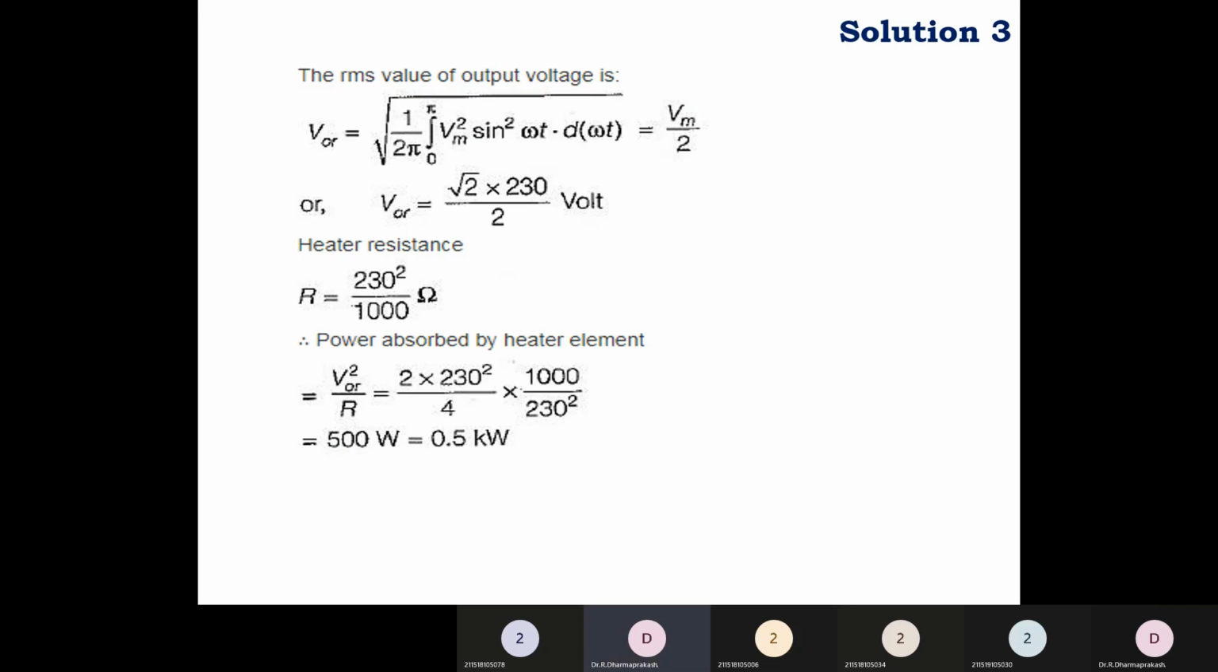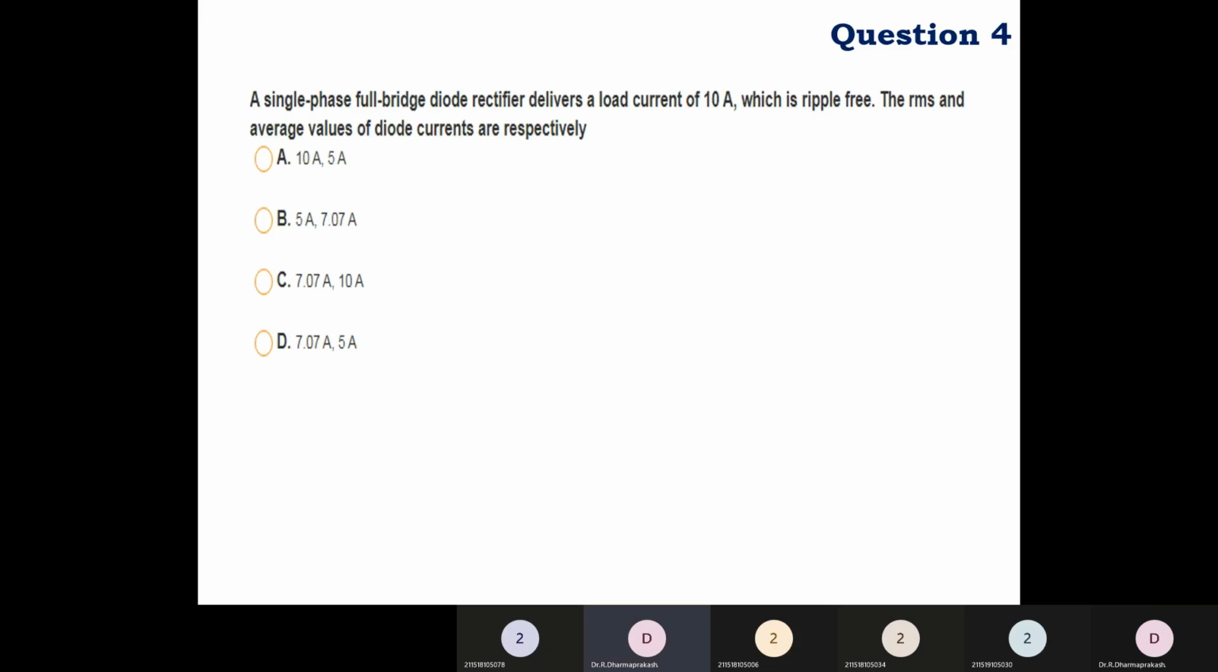And we will go to the next one. A single phase full bridge diode rectifier delivers a load current of 10 amperes, which is ripple free. The RMS and the average value of the diode currents are? In this problem, it is a single phase full bridge diode rectifier. The load current is given as 10 amperes. For this, you have to calculate the RMS and the average value of the diode current, that is, the current which is flowing through the diode.